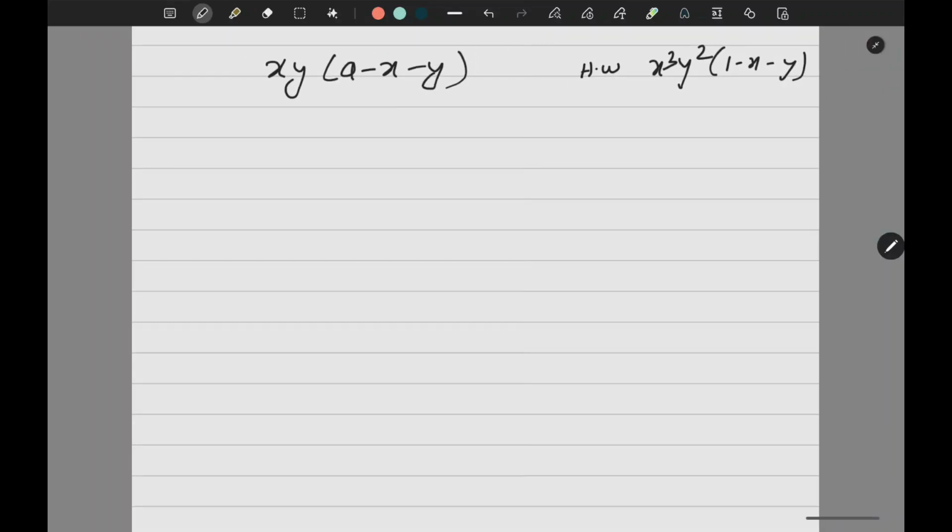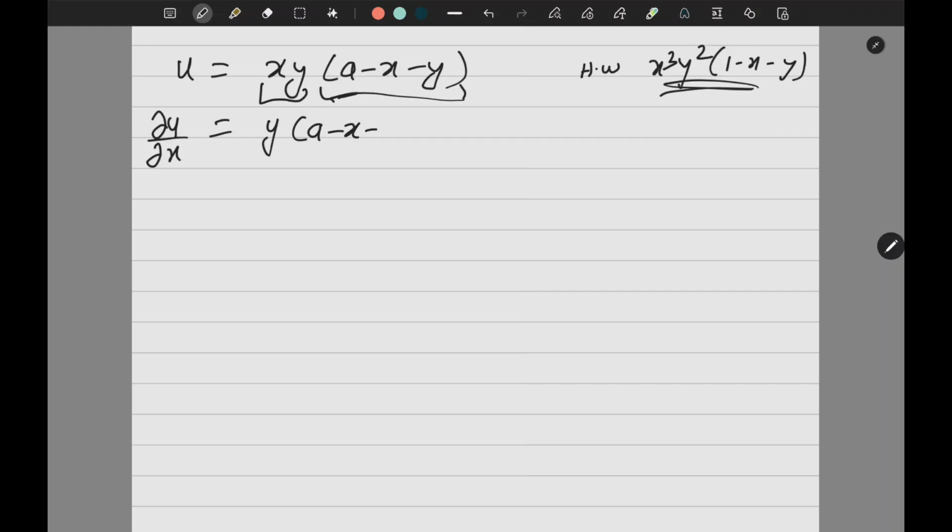Okay. Now let us do this question. I will solve this question, and this question is similar to this one. So if I do this, you can do this one. Okay. Suppose this is u. Now find out dou u by dou x. You can open the bracket, or a better option is to apply the product rule. So dou u by dou x, when you are doing y, a minus x minus y. Okay. Now bracket differentiation is -1, so minus xy. Take y common. So you have y times a minus x minus y minus x.